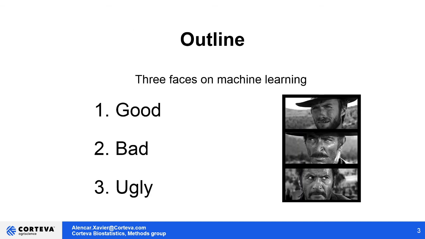So my outline today is just like the movie. I'll be talking about the good, the bad, and the ugly faces of machine learning, where good refers to the potential, the bad refers to the indiscriminate use and some of the biases, and the ugly corresponds to some of the inner workings of machine learning.